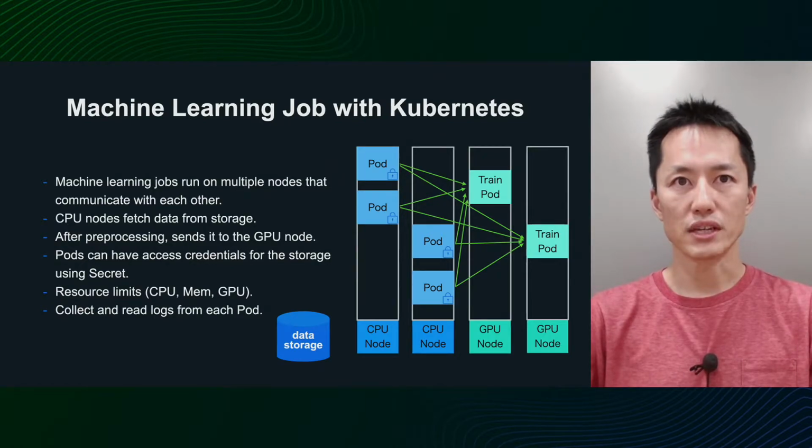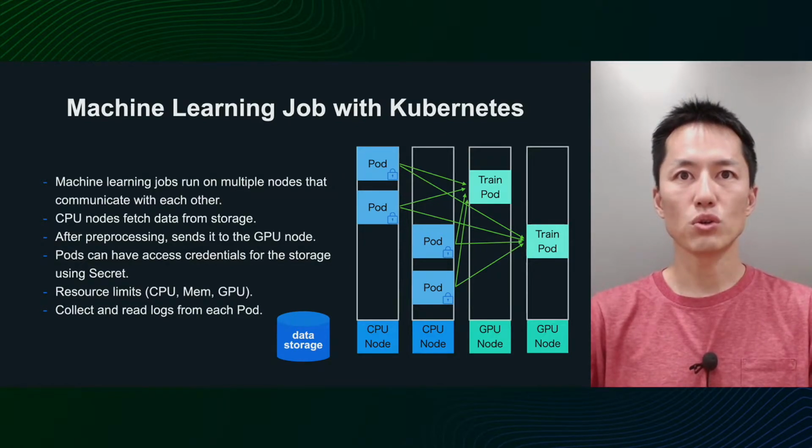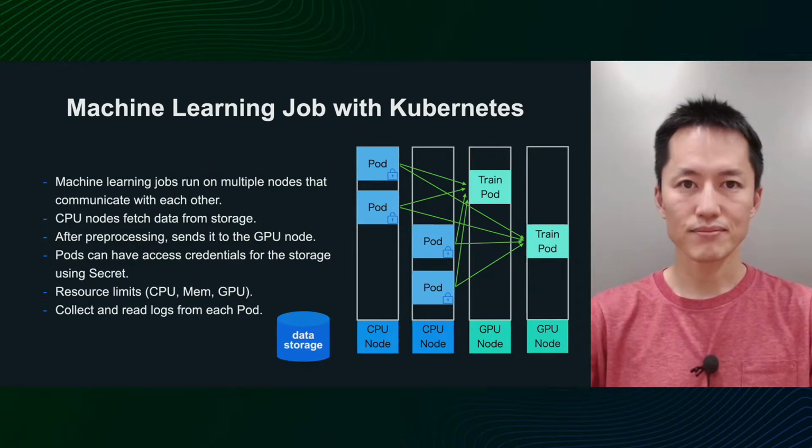In Kubernetes, pods can have access credentials for the storage using secret. This allows you to separate access credentials from the source code management. Limiting CPU and memory resources and collecting and reading logs from each pod are also important features. First, let's look at a simple example of a Kubernetes job definition.